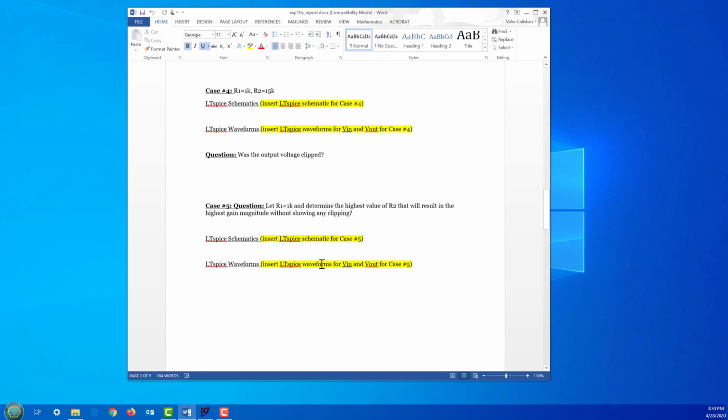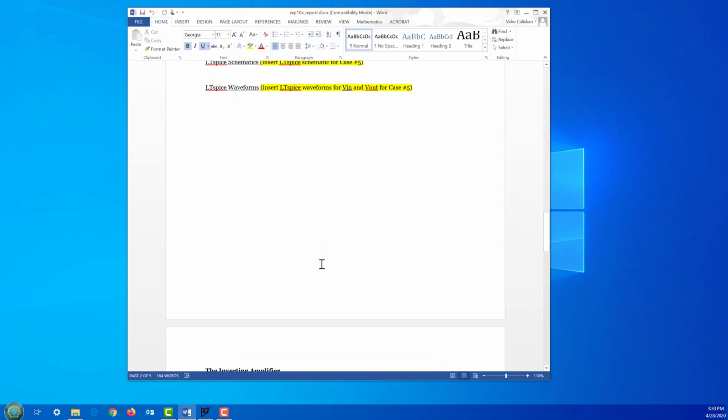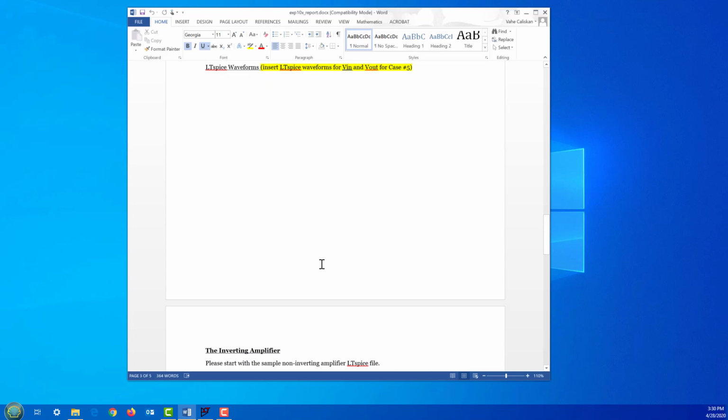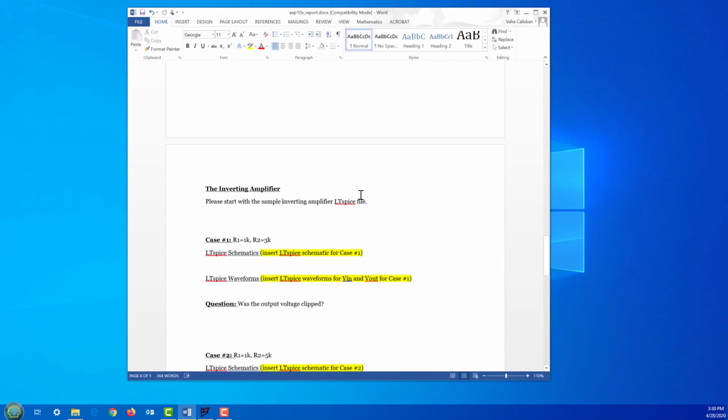And then for the next set, we repeat basically the same thing for the inverting amplifier. There's a little typo here. It should say start with the sample inverting amplifier LTspice file, and I'll show you those in a second. But that's how it's going to look.